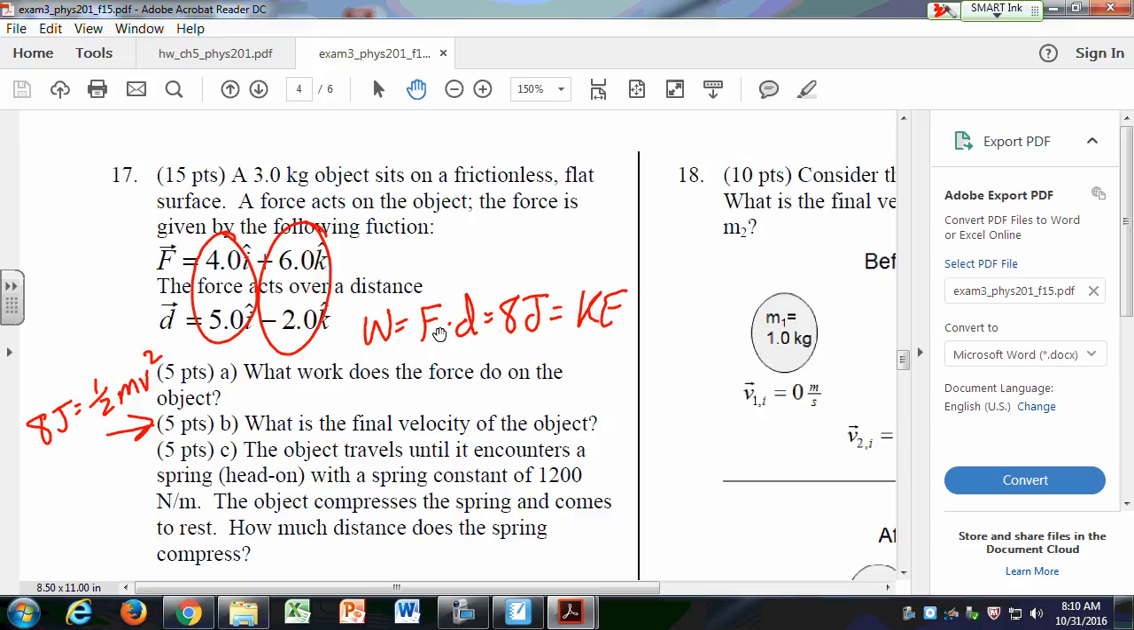And then finally here it encounters a spring. There's the spring constant, and I ask how much distance does it act? How much does the spring compress? So in this case, I'd say the 8 joules is equal to 1/2 kx squared. All that energy goes into the spring, and you solve for x.